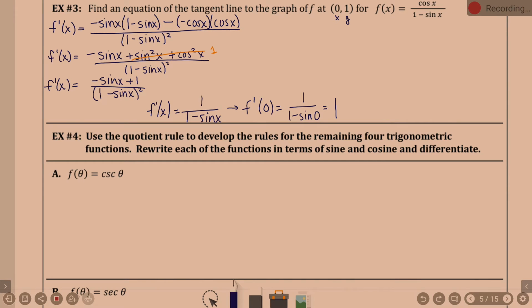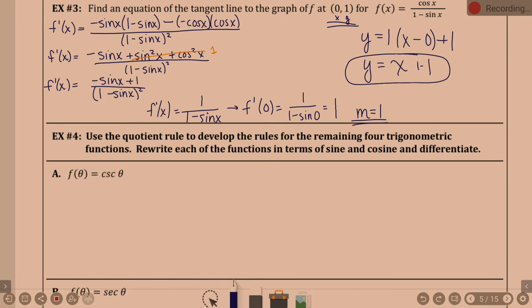So what is that 1 I just found? That is your slope. So we've got a slope. We've got a point. Find an equation of the tangent line, yes? So y equals 1 times x minus 0 plus 1. What does that really clean up to be? y equals x plus 1 once it's all done and over with.